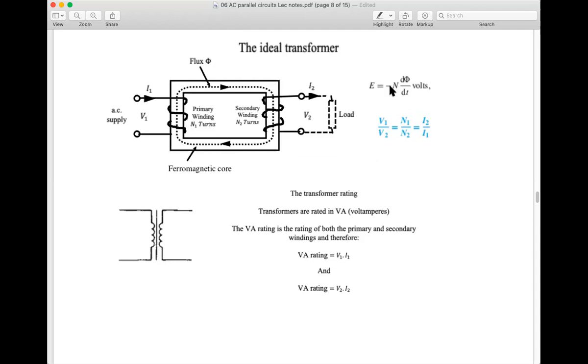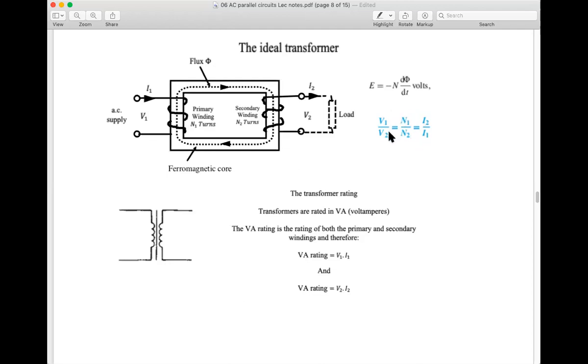So what we then end up with is the ideal transformer equation, where the ratio of voltages V1 over V2 is equal to the ratio of turns N1 over N2, which is equal to the inverse ratio of the currents, I2 over I1.